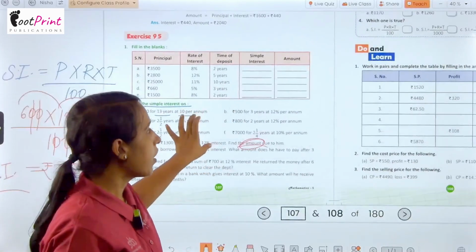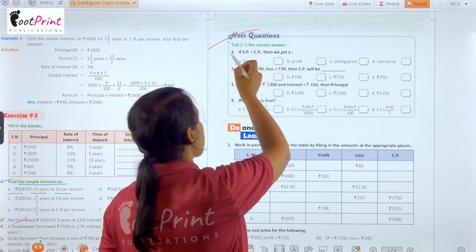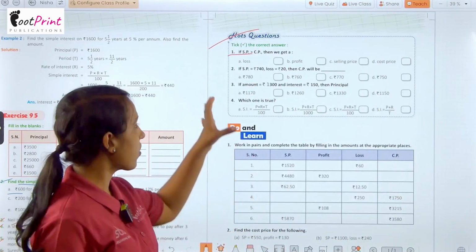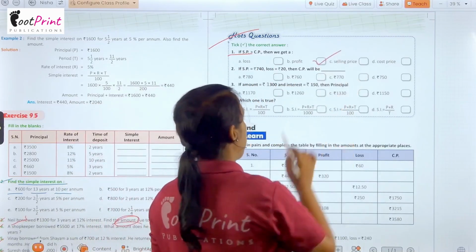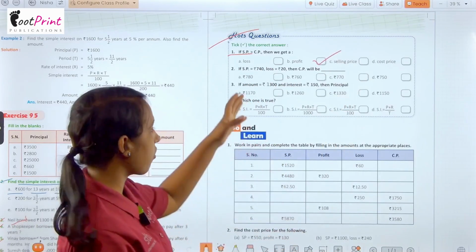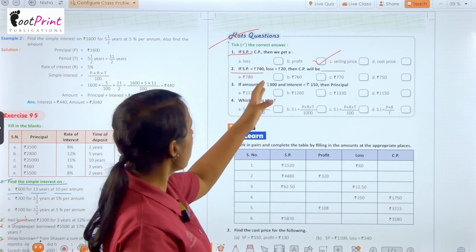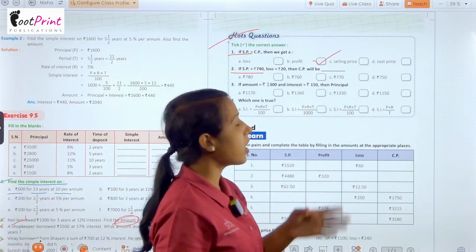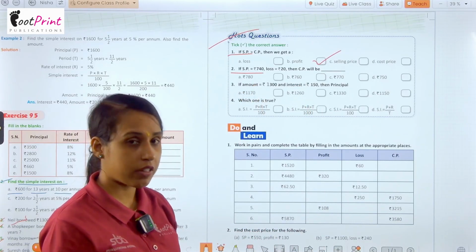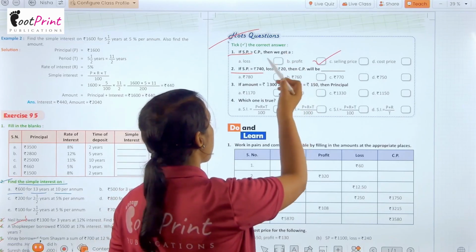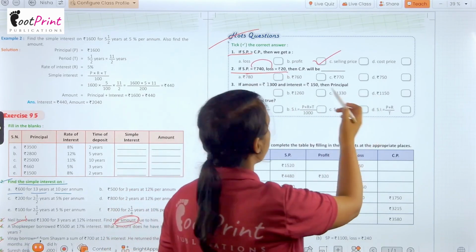Okay. Now we have some HOT questions. The first question is, if SP is greater than CP, then we get a profit. Yes. So when our SP is more than CP, that will be profit. If SP is 740 and loss is 20 rupees, what will CP be? Here we have SP and loss, and we have to find CP. So CP equals SP plus loss, and after adding that we get 760 rupees.